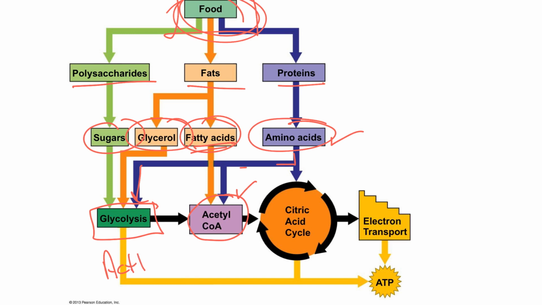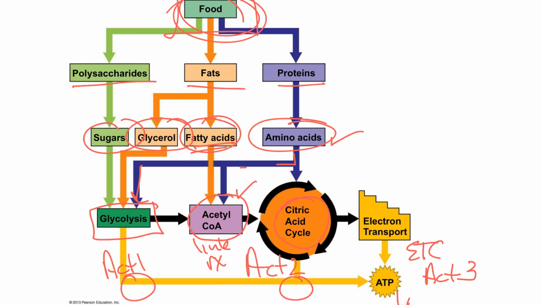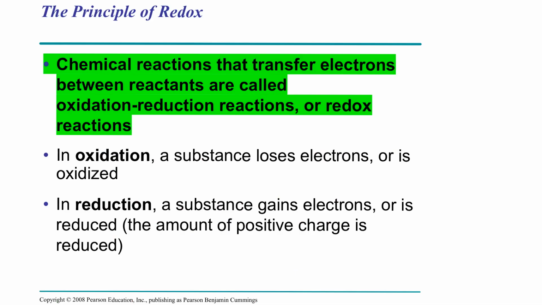So here's glycolysis, Act 1. Here's Krebs cycle, or the citric acid cycle, and acetyl-CoA, the link reaction. We call this the link reaction in Act 2. And then finally we get Act 3 in our electron transport chain. And I make a few ATPs here, a few ATP here, but the mother load of ATPs are going to go in my electron transport chain.